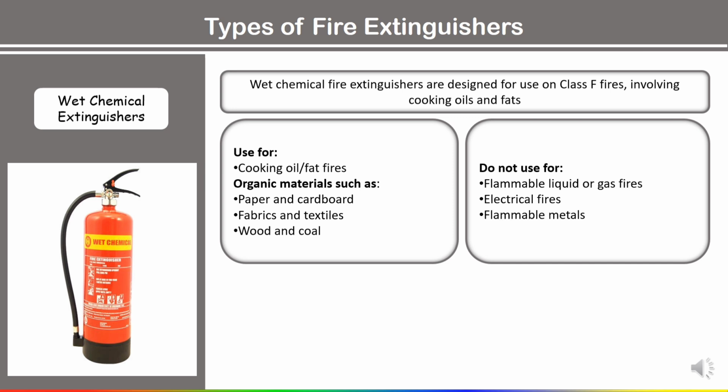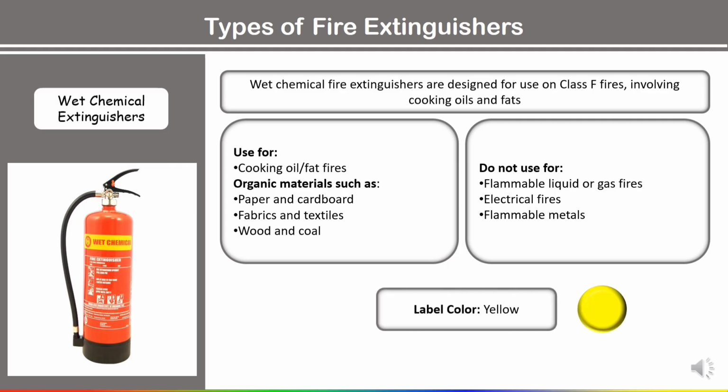Okay. We also cannot use this for flammable metals, because, as all of you know, metals like magnesium, titanium and sodium react violently with water and water based chemical. So if you use a wet chemical extinguisher on a metal fire, it can cause an explosive reaction. Okay, so never use it. Then the label color is given as yellow.